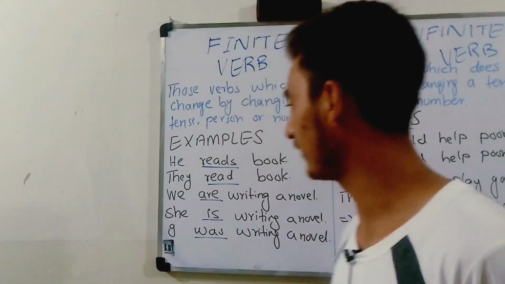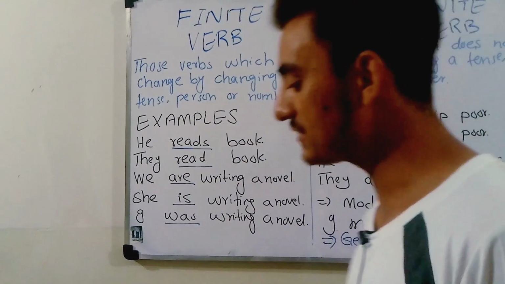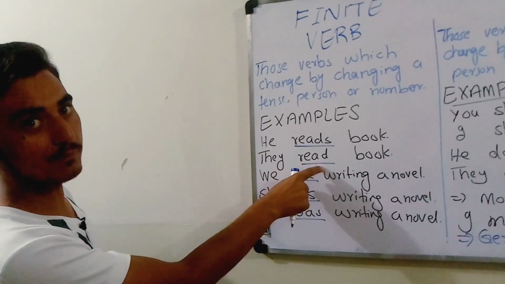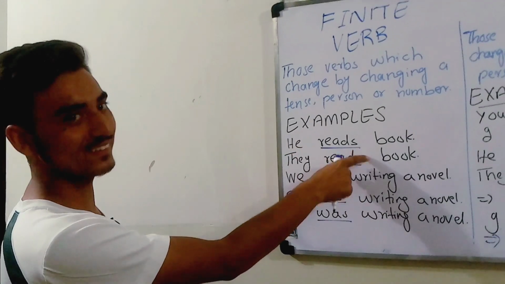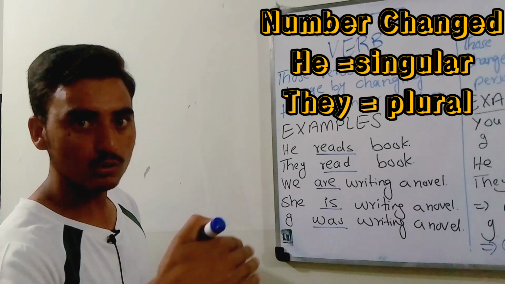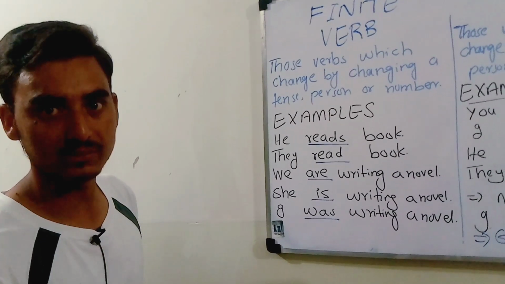So what is our finite verb? He reads a book. They read a book. Let's see here. We change the person here. Here it was reads, but when we changed it, it became read. This verb has changed. So such a type of verb is called a finite verb.